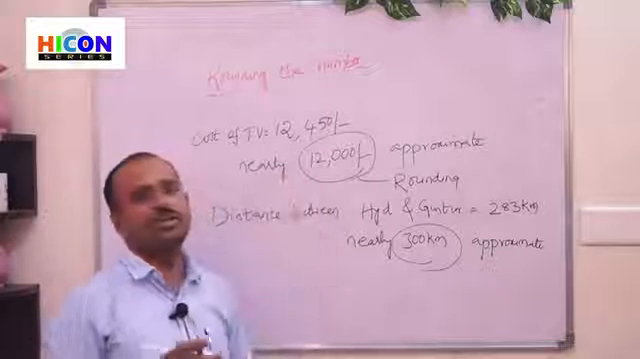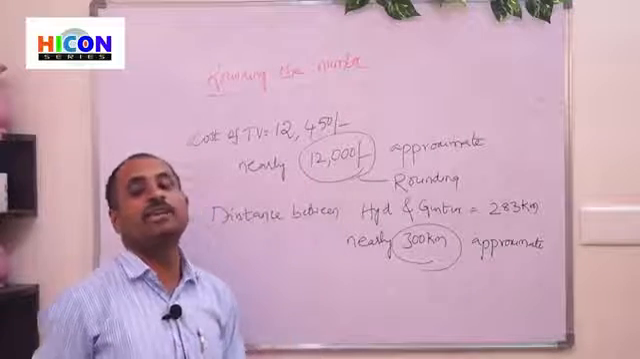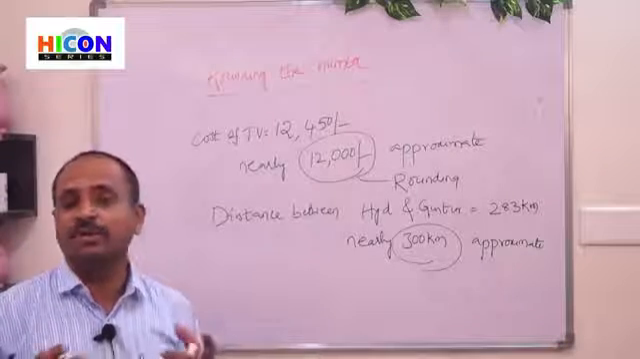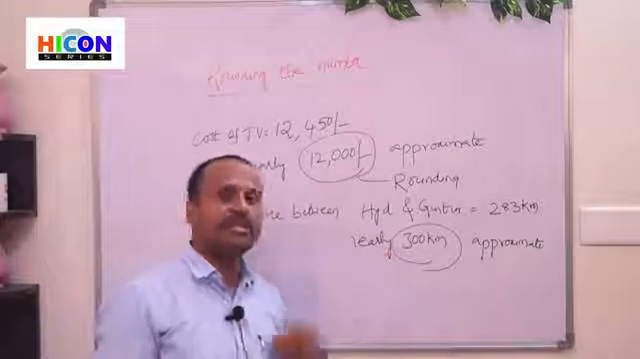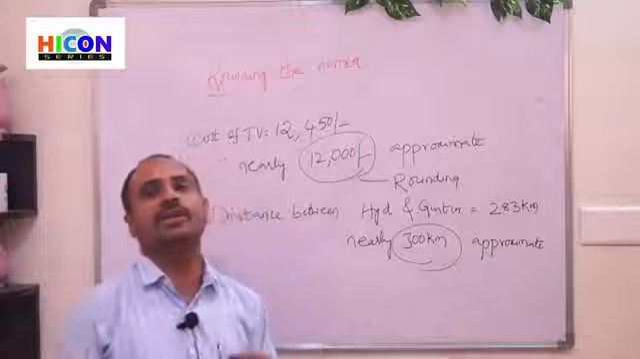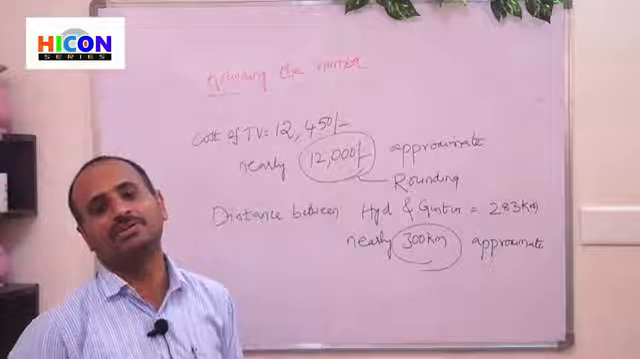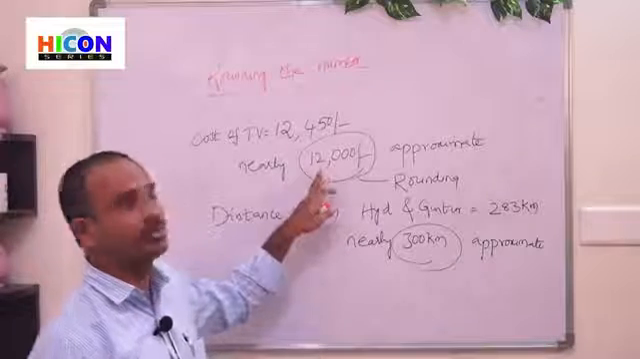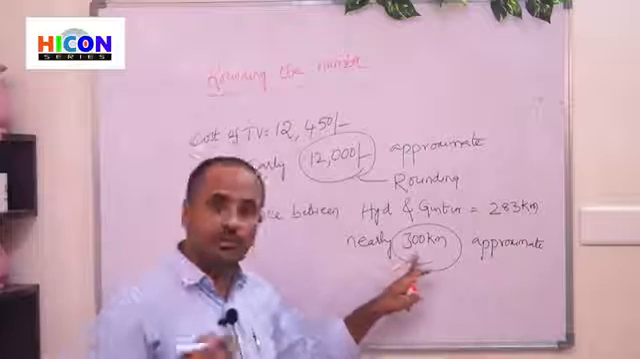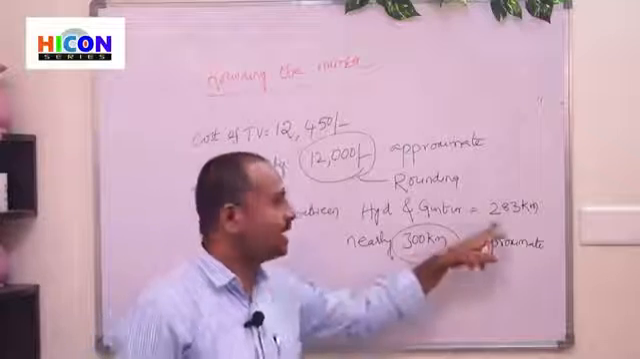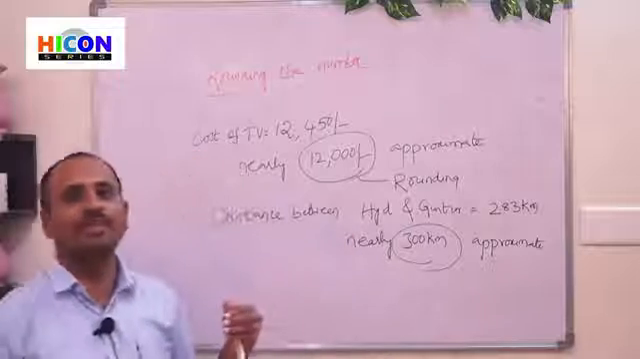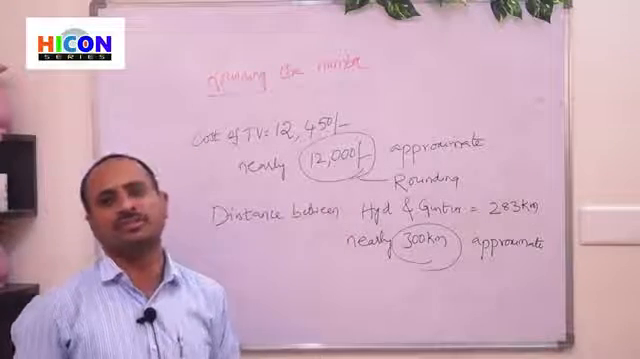We use this concept of rounding in our daily life in some situations. These rounded numbers help us to remember numbers very easily. If we round the given number, then we can easily handle and remember that number. It is easier to remember 12,000 than 12,450, and it is easier to remember 300 kilometers than 283 kilometers. That's why we use the concept of rounding in our daily life.